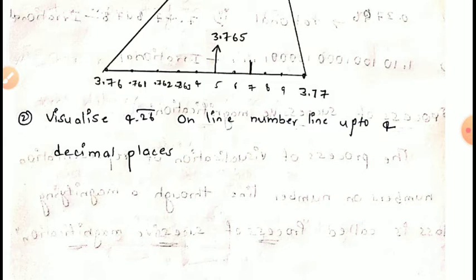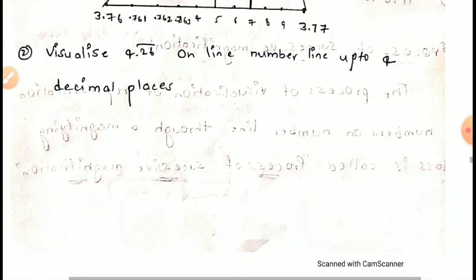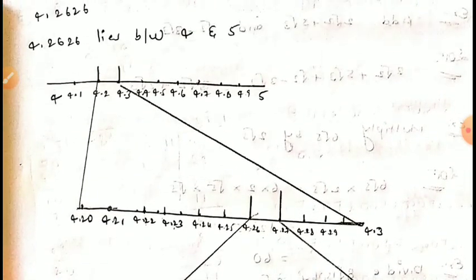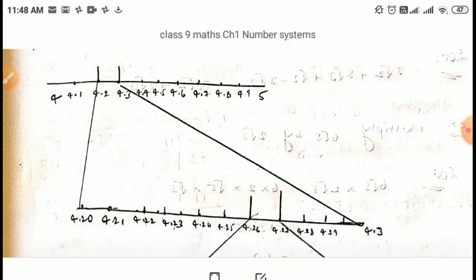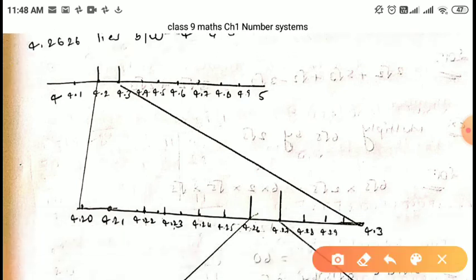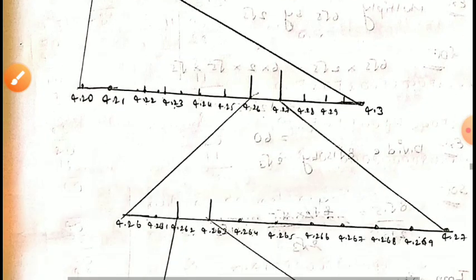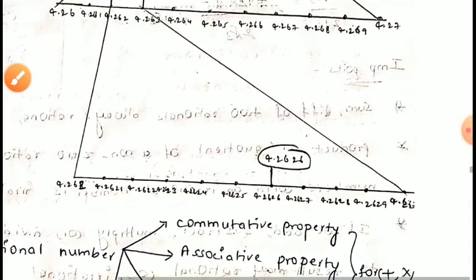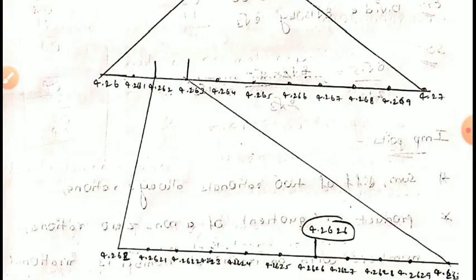Now the next question is to visualize 4.26 bar, which is nothing but 4.2626262626, on a number line up to 4 decimal places. 4 decimal places means you are going to get it as 4.2626. You need to note down 4.26. So the solution will be like this. Between 4.2 and 4.3 it will be there. After magnifying 4.2 and 4.3, it comes to this number line here. Here you are going to get this one, 4.2. So after magnifying like this, you are going to get the solution. This is exercise number 1.4. Thank you students.